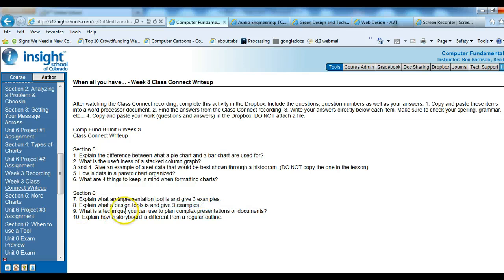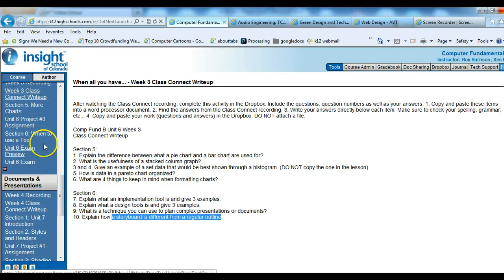Give 3 examples. What is the technique to use to plan complex presentations and documents? Explain how a storyboard is different from a regular outline. So we'll answer those as we go along.